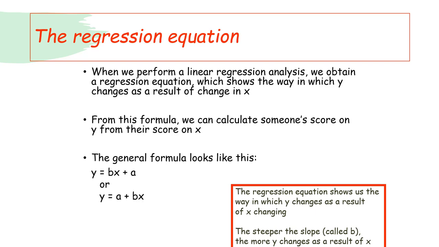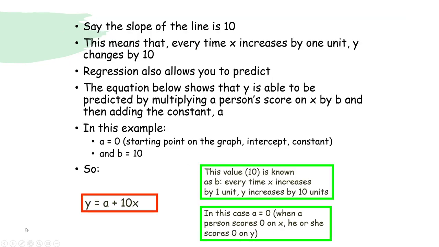So just remember, the b is the slope. That's basically the gradient of the line, and the a is a constant. And I'll show you how to find those in SPSS. So say the slope is 10. This means that for every time x increases by 1 unit, y changes by 10.